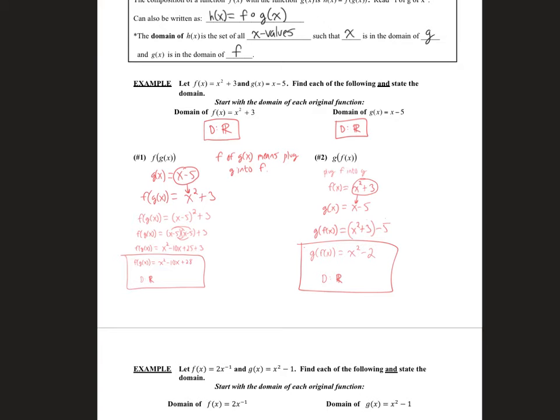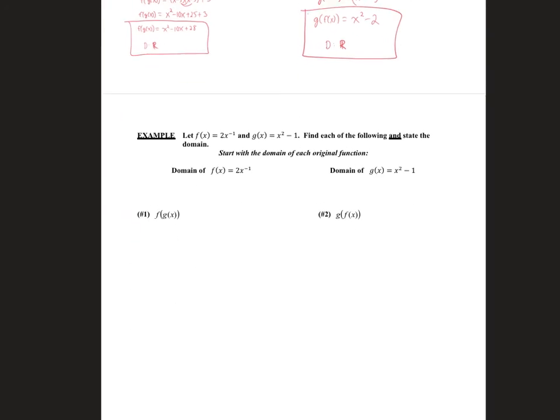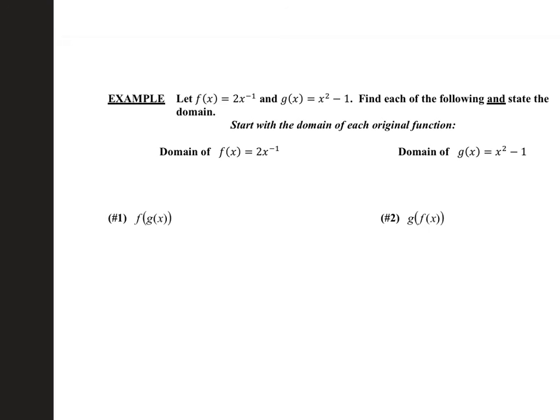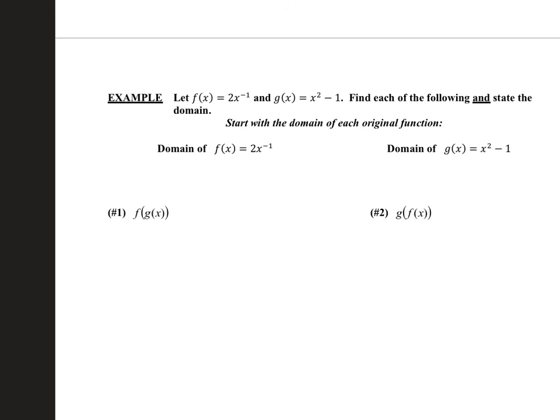All right, let's go ahead and move along here. We got 2 more examples to do. Let's go ahead and move to blue here. So we have let f of x equal 2 times x to the negative first, and g of x equal x squared minus 1. Find each of the following and state the domain. Start with the domain of each original function, and we'll go from there.